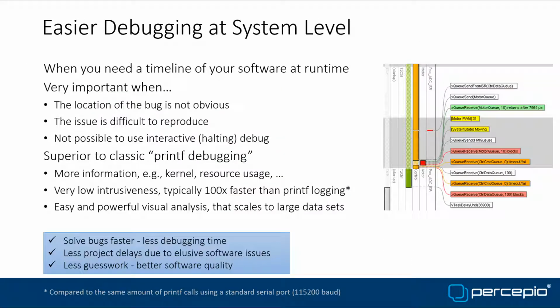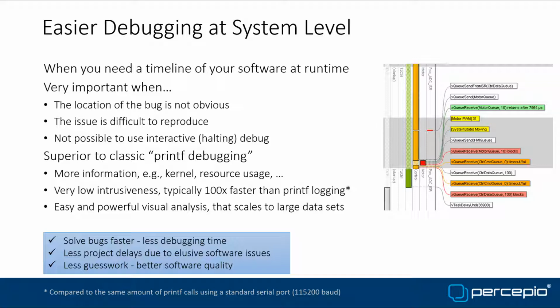This is useful for debugging purposes whenever you need a timeline for your software. This is often the case when debugging a full multitasking system, and especially important when the location of the bug isn't obvious from the symptoms. When the issue is difficult to repeat, perhaps it only occurs once in a while for no apparent reason, or when interactive source code debugging can't be used, perhaps since the system can't be halted for debugging, or that you physically can't connect a debug probe.